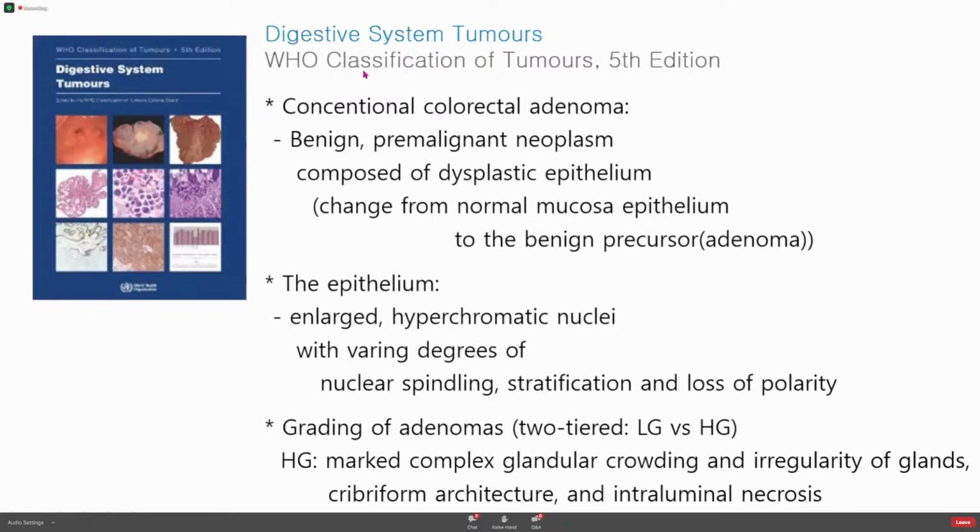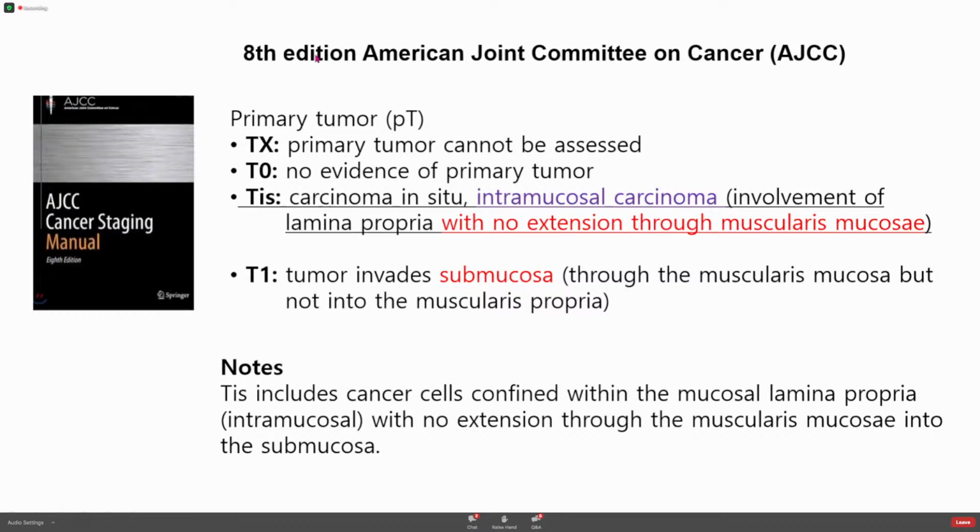According to the WHO classification 5th edition, conventional adenoma is a benign premalignant neoplasm composed of dysplastic epithelium. This means normal mucosa changed to a benign precursor. The epithelium is composed of enlarged and hyperchromatic nuclei, and shows varying degrees of nuclear spindling, stratification, and loss of polarity. Grading of adenoma is two-tiered. High grade means marked complex glandular crowding and irregularity, cribriform architecture, and intraluminal necrosis. Intramucosal carcinoma, per AJCC, shows involvement of the lamina propria without penetrating the muscularis mucosa, and T1 means invasion of the submucosa.